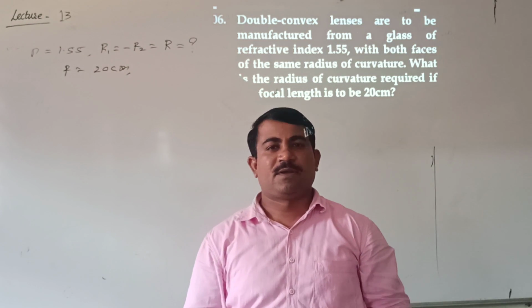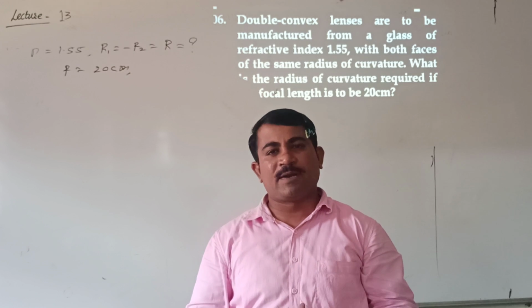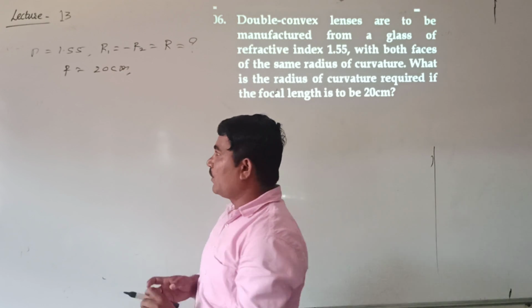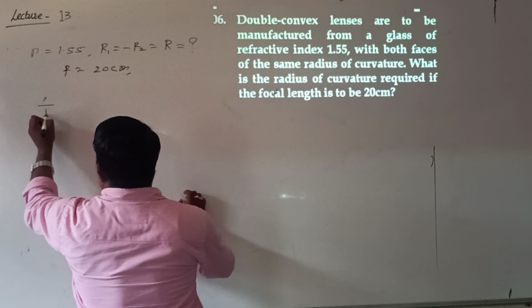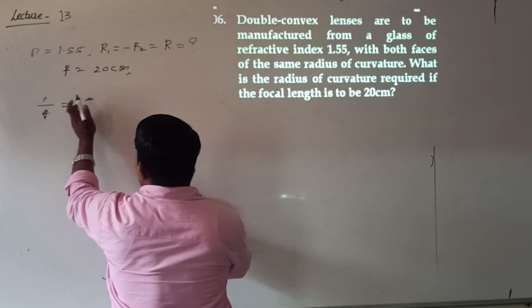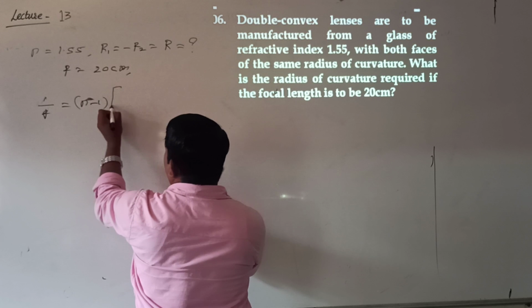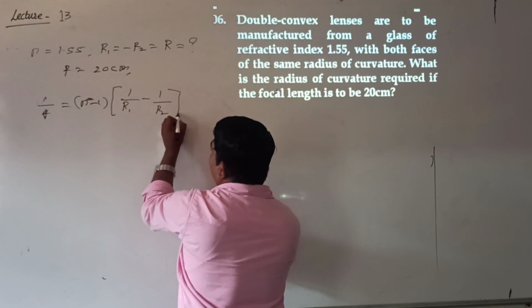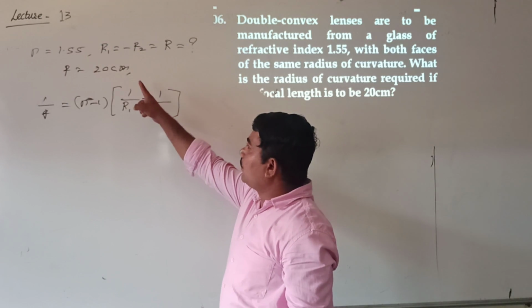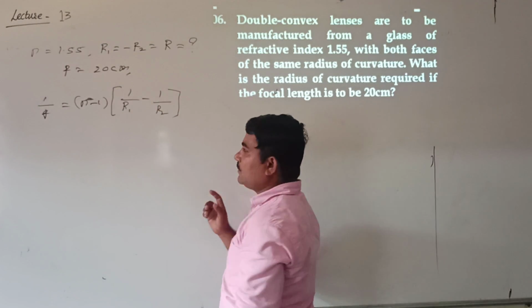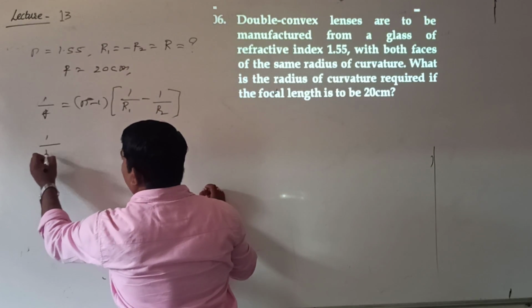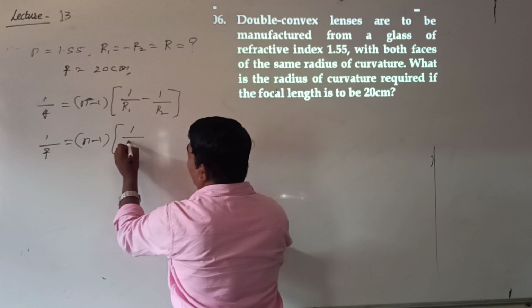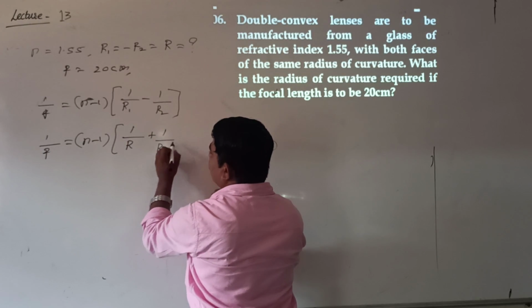To solve this, it is a double convex lens, so we should know the lens maker's formula. What is the lens maker's formula? 1 divided by f is equal to n minus 1 into bracket 1 divided by r1 minus 1 divided by r2. But r1 is equal to r and r2 is equal to minus r. So how do we modify this equation? 1 divided by f is equal to n minus 1 into bracket 1 divided by r plus 1 divided by r.